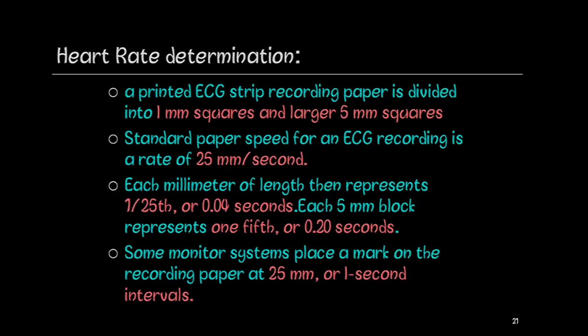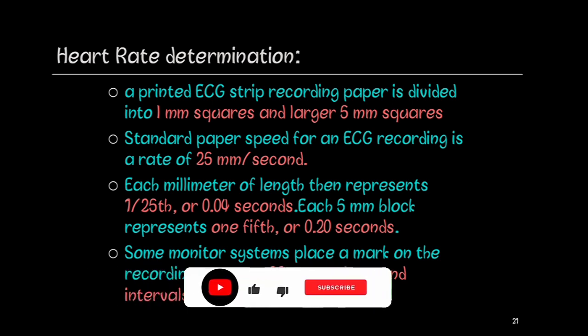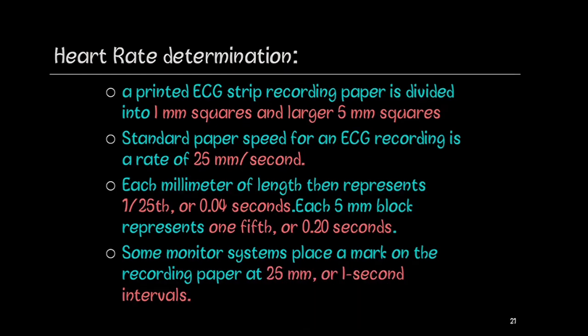Heart rate determination is the first step in the rhythm analysis. The presence of artifact, that is extraneous deflections of the waveform caused by movement or electrical interference, may render inaccurate the displayed or the printed heart rate. It is possible to calculate or estimate a heart rate from a printed ECG strip. The recording paper is divided into 1 mm squares and larger 5 mm squares, which are defined by heavier lines. Standard paper speed for an ECG recording is 25 mm per second.